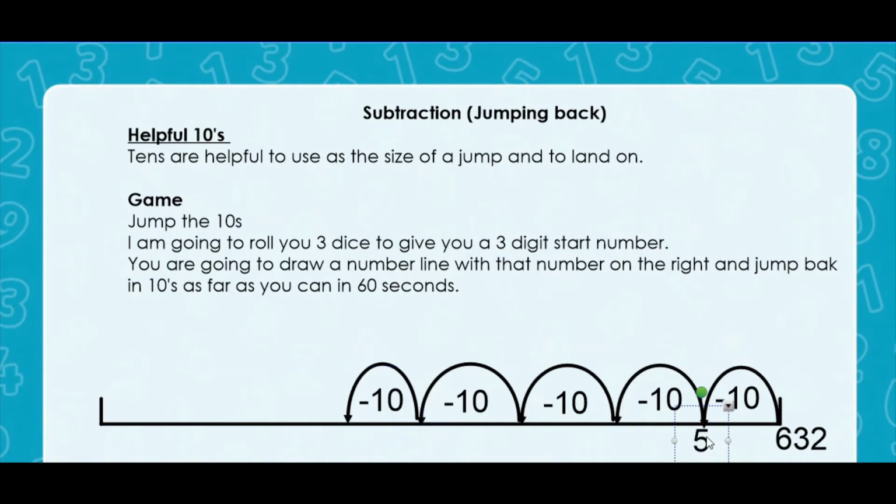632. 600. Oopsie daisies. 622. 612, 602. Oh, time up. What would be my answer here if I had a little bit of extra time? 602, take away 10. Whew, dearie me. So it takes me down to my next 100, which is 500.